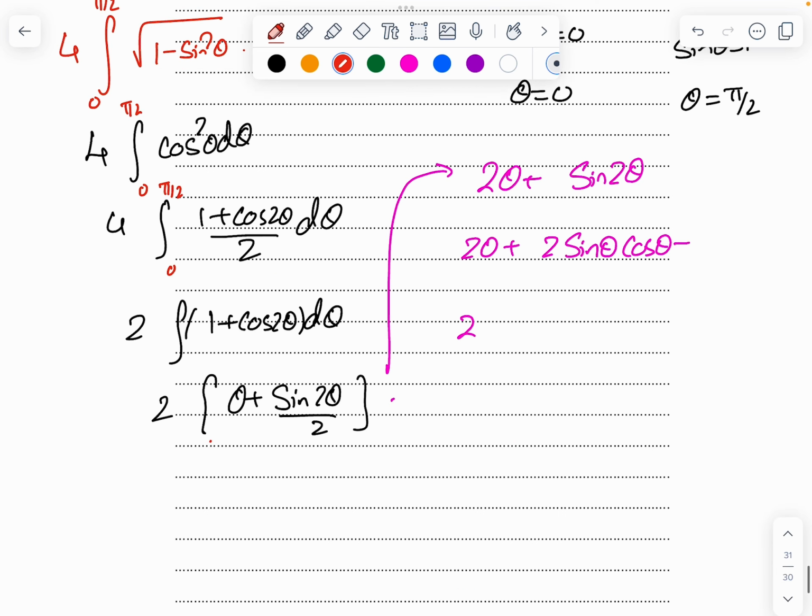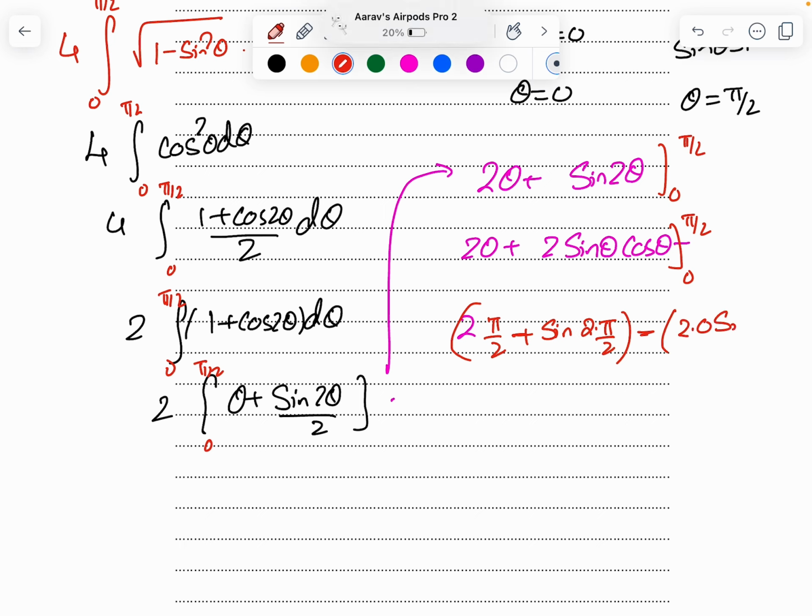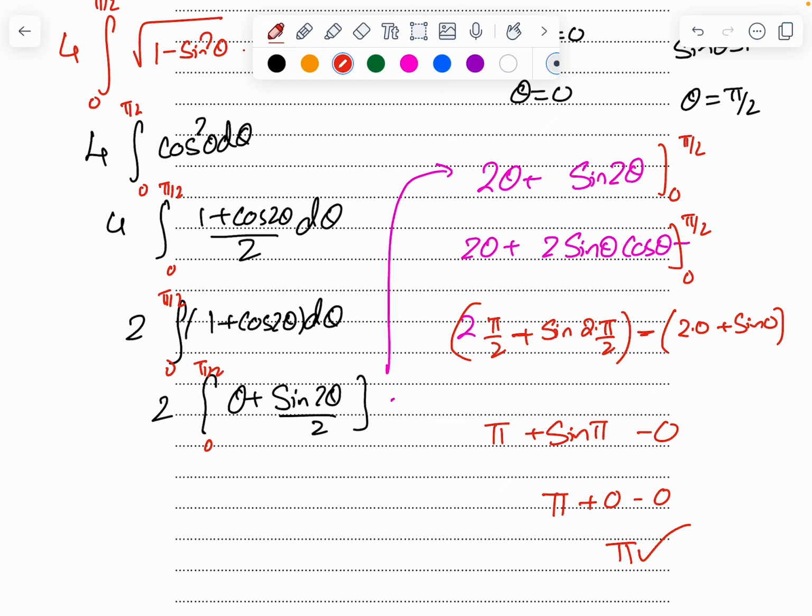So substitute pi by 2. It will become 2 times pi by 2 plus sine of 2 times pi by 2, minus 2 times 0 plus sine of 0. So it becomes pi plus sine pi minus 0. Sine pi is 0, minus 0. So the answer is going to be pi.